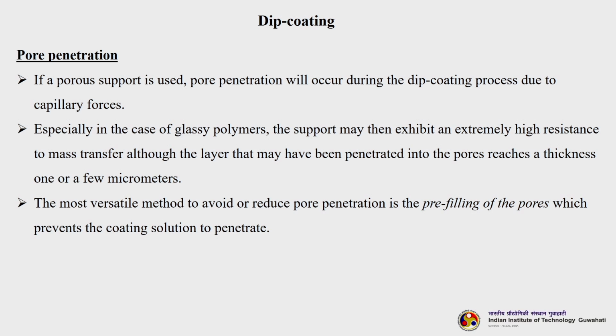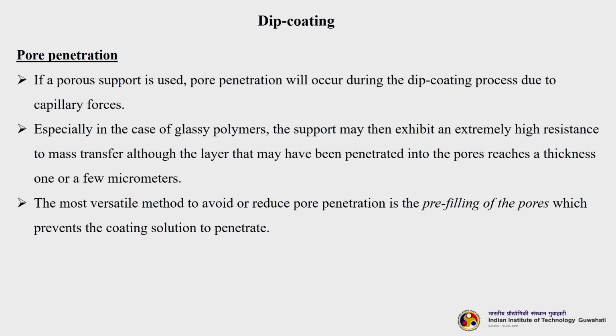If a porous support is used, pore penetration will occur during the dip coating process due to the capillary forces. Especially in the case of glassy polymers, the support may then exhibit an extremely high resistance to mass transfer, although the layer that has penetrated into the pores reaches a thickness of only 1 or a few microns. So, pore penetration is good, but also bad. Why is it good? Because then the linking or sticking of the thin layer over the surface of the support will be better, because it has penetrated into the pores.